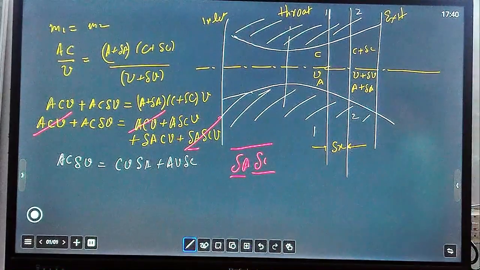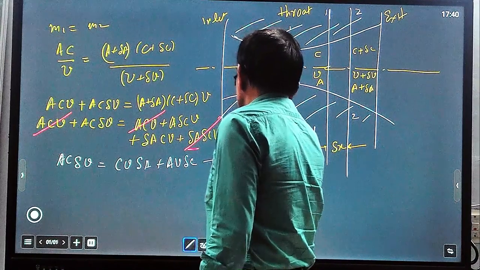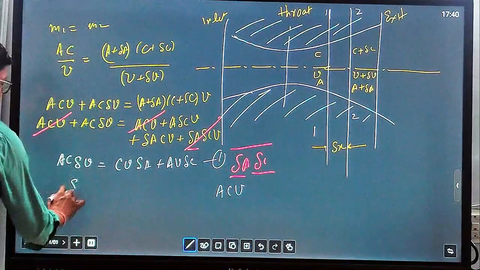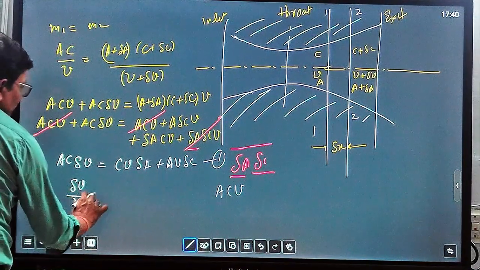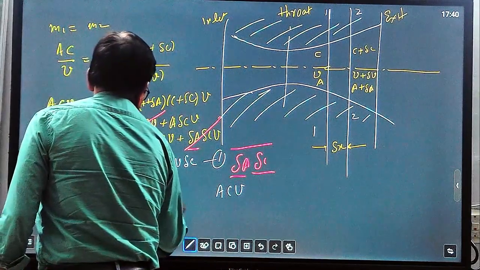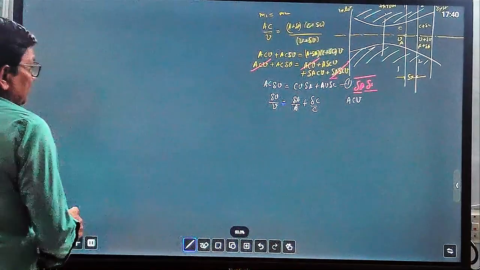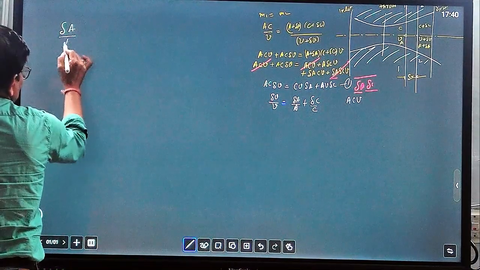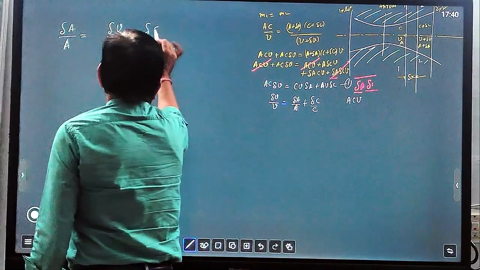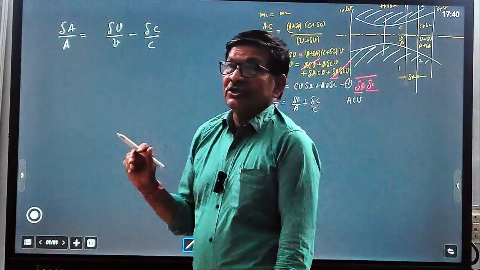Now dividing the whole equation by ACv, we get del v by v equals del A upon A plus del C upon C. So you get the equation del A by A equals del v by v minus del C by C. This is the equation. Now we can say, suppose these quantities are approaching 0.